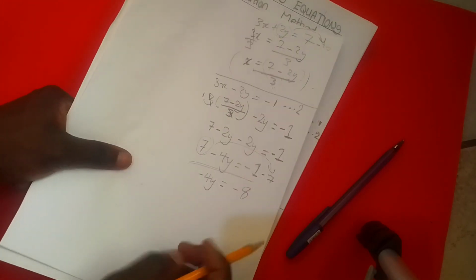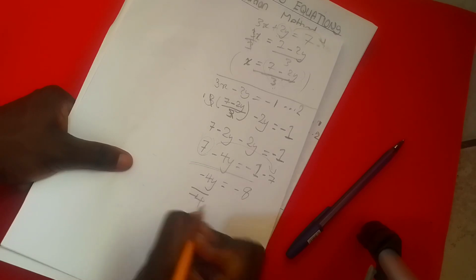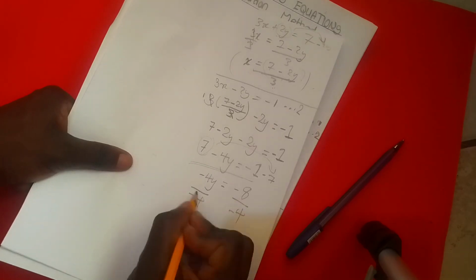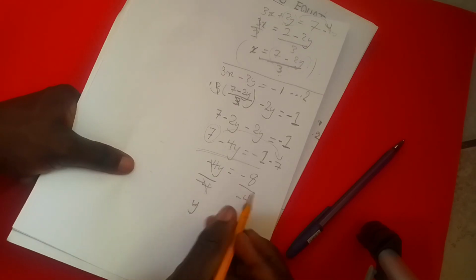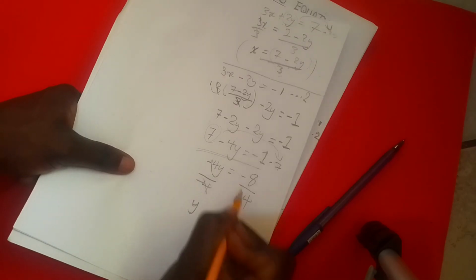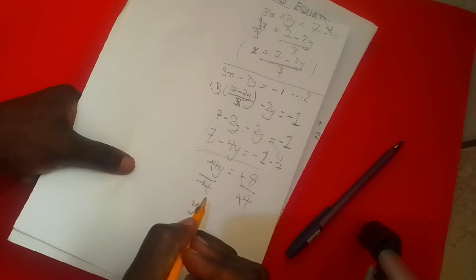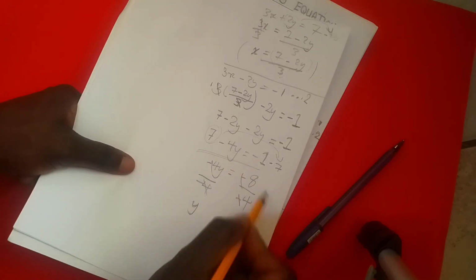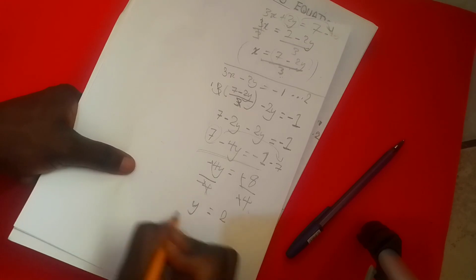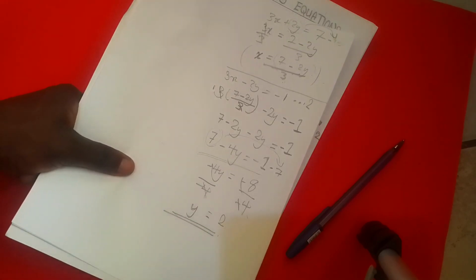Simple like this, right? So divided by negative 4, right? Y is equal to what? A negative and a negative cancel each other, so a negative divided by a negative is equal to what? To a positive. Then 8 divided by 4 is obviously equal to 2. Alright, we have solved for y.